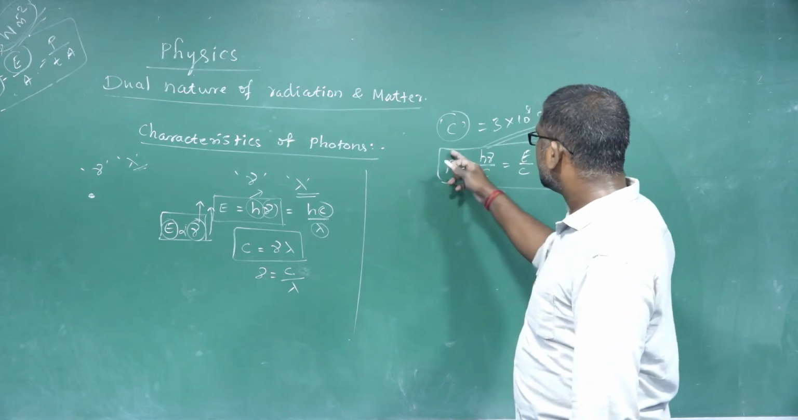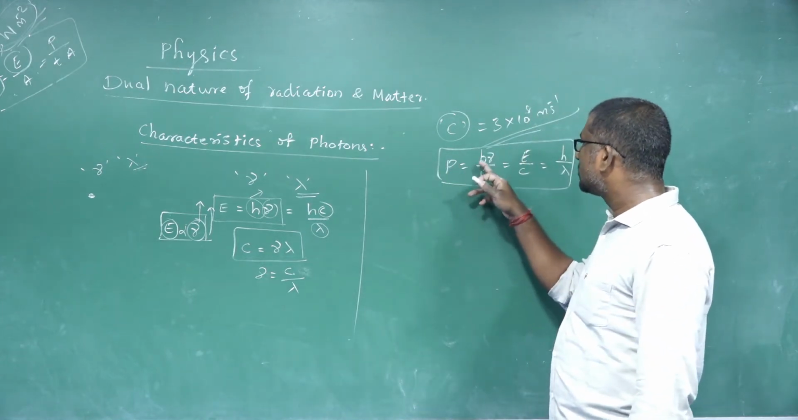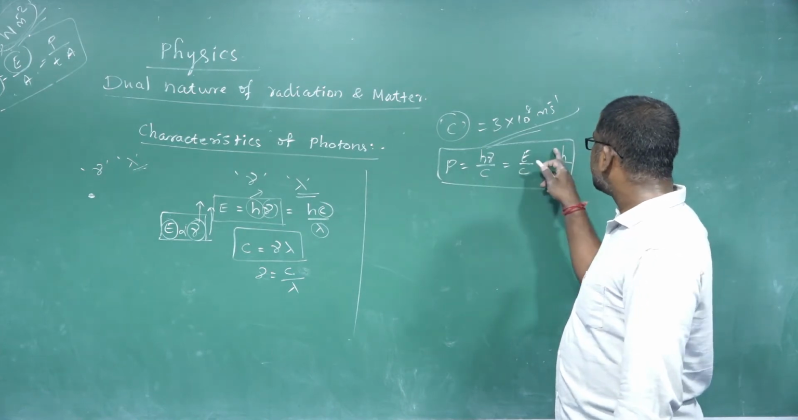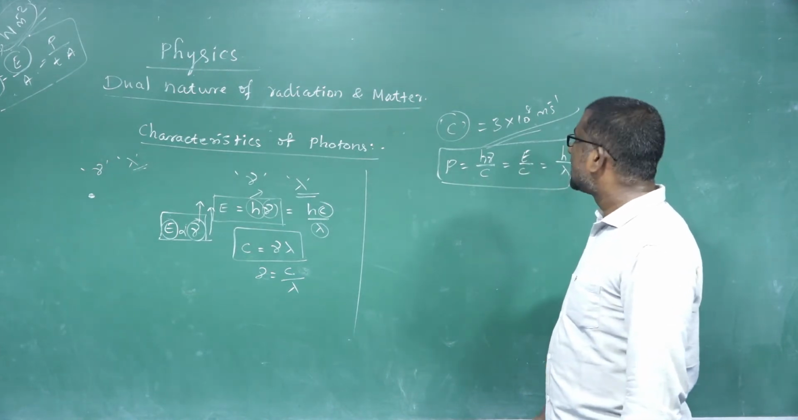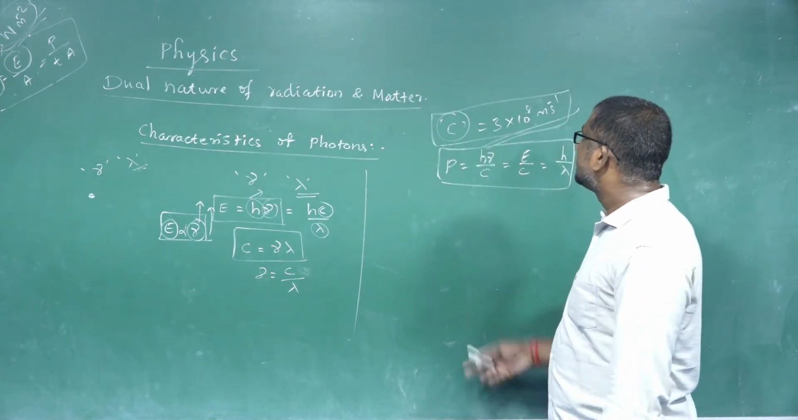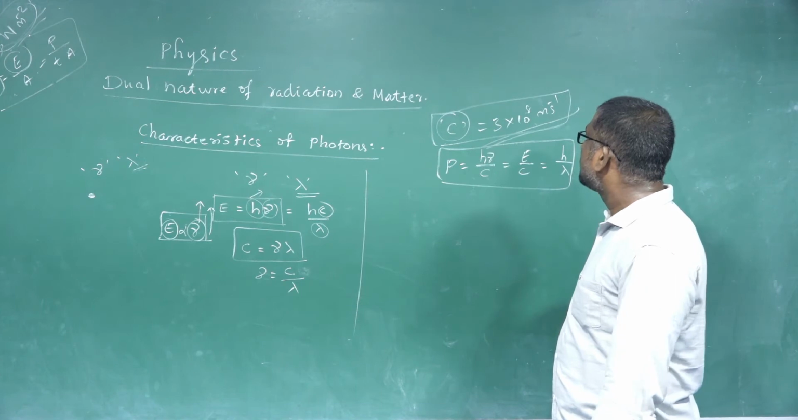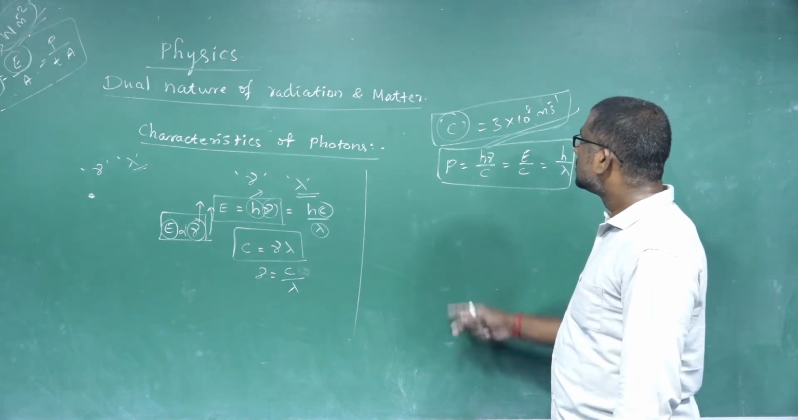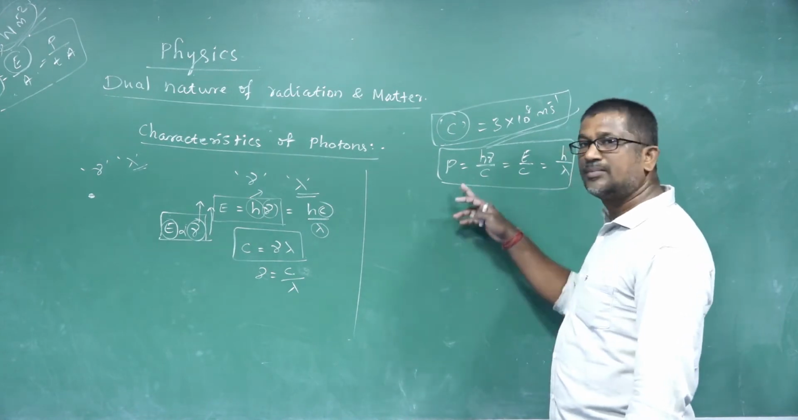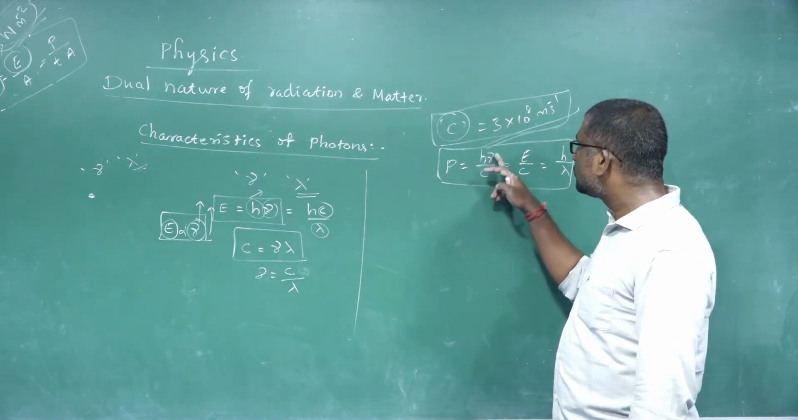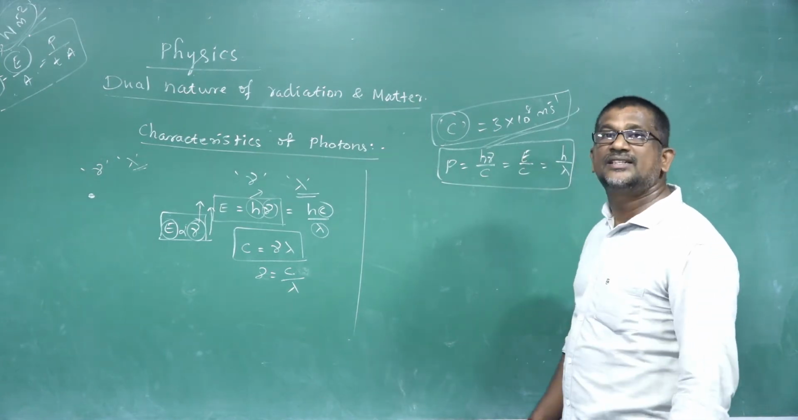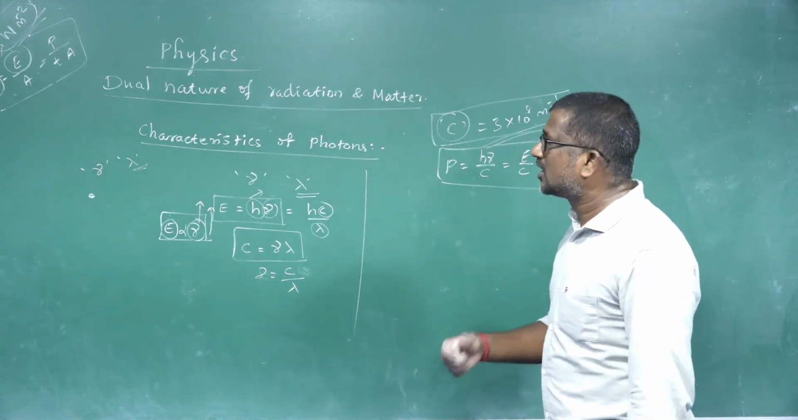Already I told, the linear momentum of the photon P is equal to h nu divided by c, or P is equal to E divided by c, or P is equal to h divided by lambda. The photon travels with the speed of light, of the order of 3 into 10 power plus 8 meter second power minus 1. So it possesses a linear momentum. The magnitude of linear momentum is given by the relation P is equal to h nu divided by c, or E divided by c, or h divided by lambda.